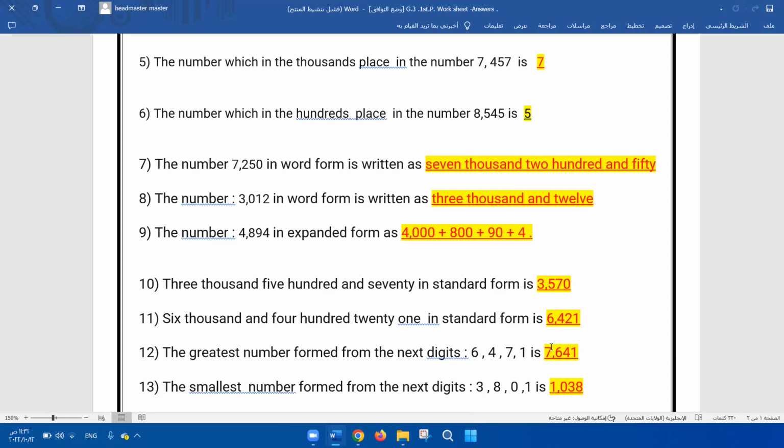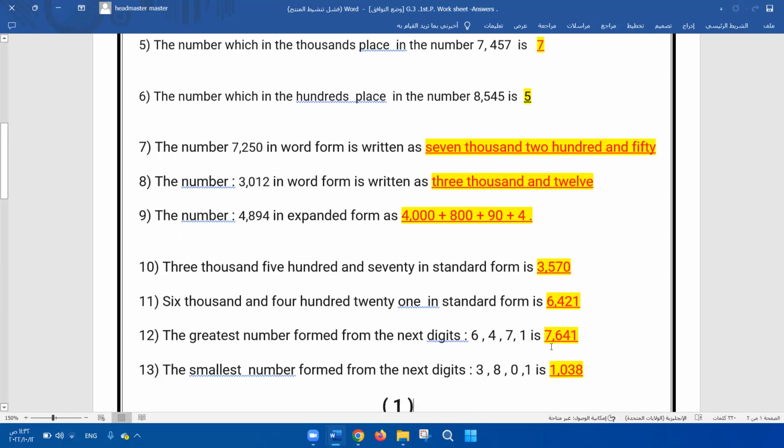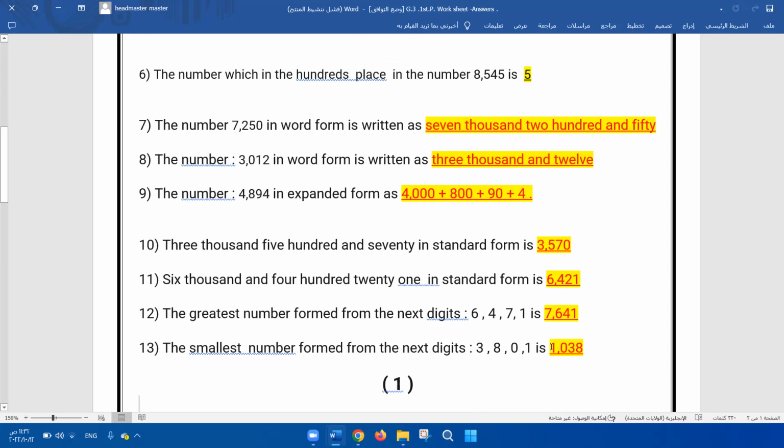What about question 13? In question 13, we want the smallest number formed from the digits 3, 8, 0, and 1. To combine them to get the smallest number, we start with 1 from the left side, then we write 0 beside it, then 3, then 8.